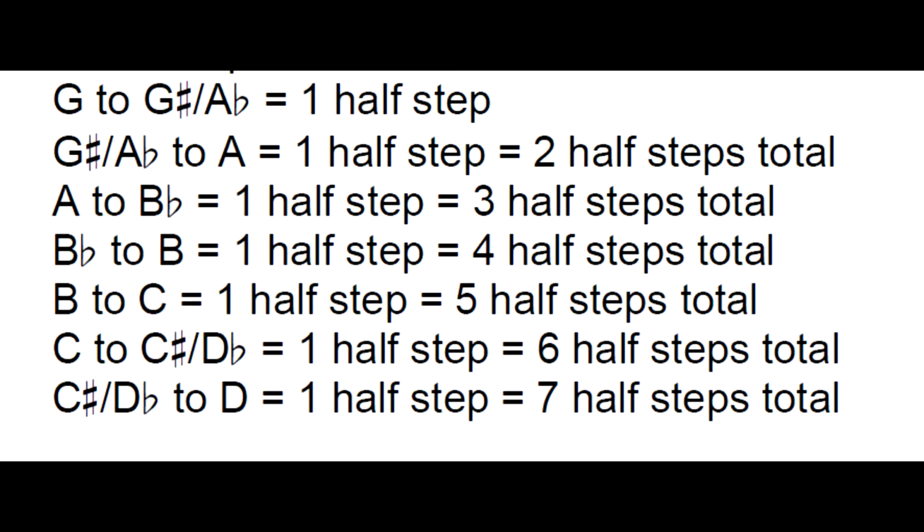G to G sharp, or A flat, is one half step. Then that G sharp to A flat to the A is a half step. A to B flat is a half step. B flat to B is a half step. B to C is a half step. C to C sharp or D flat is a half step. And C sharp or D flat to D is a half step. And that totals 7 half steps.